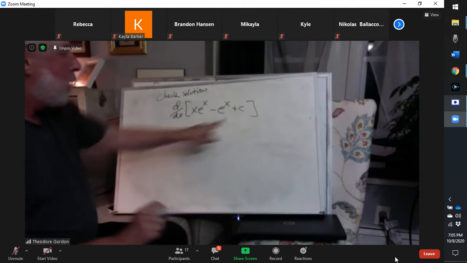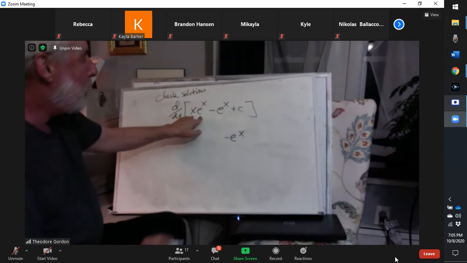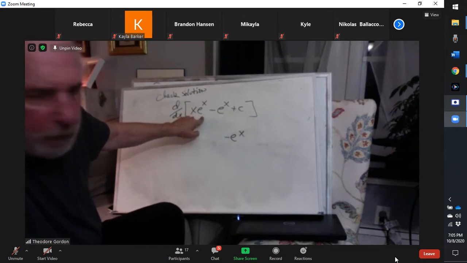Okay, that derivative is 0. This derivative is negative e to the x. Now we have to do this derivative. How do we do the derivative of this?